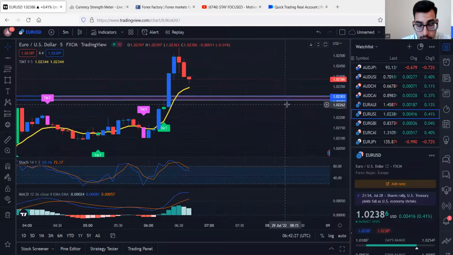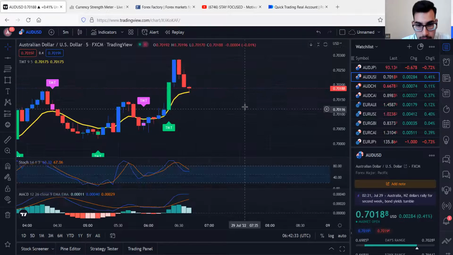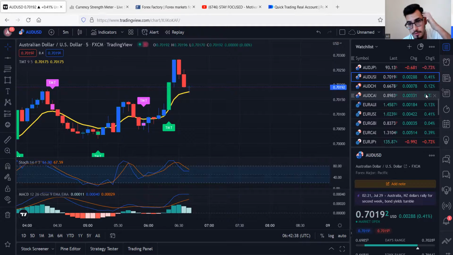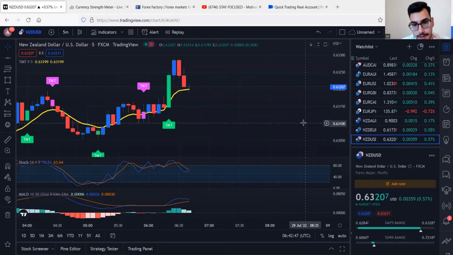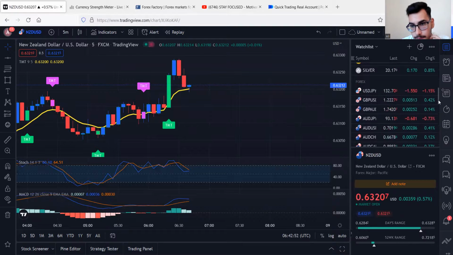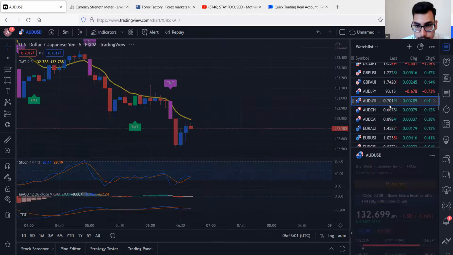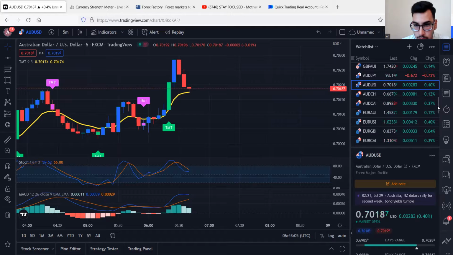Euro USD, we're waiting for it to go oversold. AUD USD, same thing. There doesn't seem to be any moves for now. NZD USD, nothing there. USD JPY, nothing there. Okay. I will give it one more minute before we decide what we're going to do.